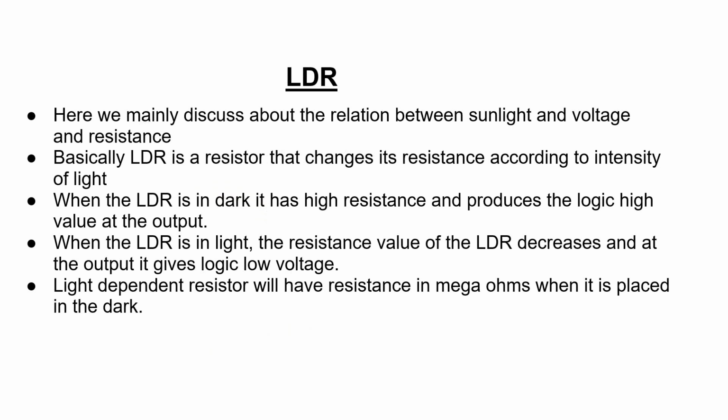Basically, an LDR is a resistor that changes its resistance according to the intensity of light. When the LDR is in dark, it has high resistance and produces a logic high value at the output. When the LDR is in light, its resistance decreases and it gives a logic low voltage. We have mainly two quantities, resistance and voltage. Sunlight is directly proportional to voltage and inversely proportional to resistance. When we are in a dark place, when sunlight is low, resistance will be high and voltage will be low. When sunlight is high, voltage will be high and resistance will be low.